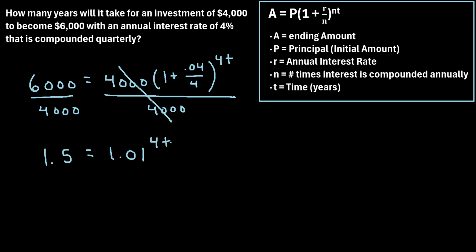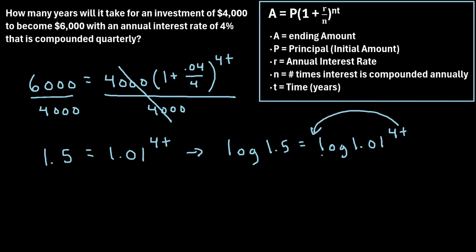Now, when we have some value raised to an exponent, the opposite of taking an exponent is using the log. So what we can say is we can take the log of both sides. So we'll say the log of 1.5 is equal to the log of 1.01 to the power of 4t. Now, when we have the log of some value raised to an exponent, that's the same as taking the exponent and moving it out front and multiplying by the log of that value. So here's what we can write. The log of 1.5 is equal to 4t times the log of 1.01.